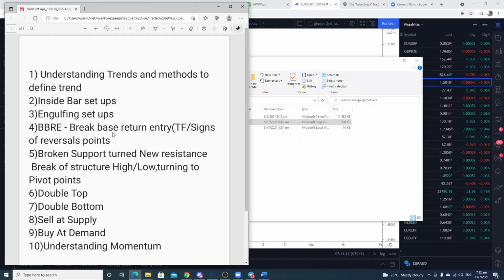There will be some points based on today's topic, taken from this, because you guys have seen the way I take my trades and the setups that I take: a lot of double top, double bottom, looking at supply and demand, momentum, reversal points, inside bars, engulfings, and all this is my trade setups. So today is about break-based return entry.